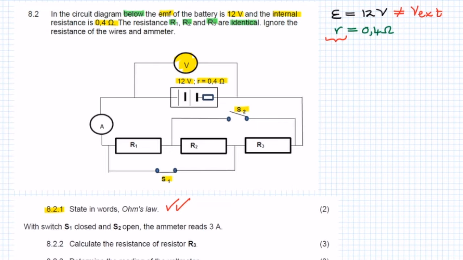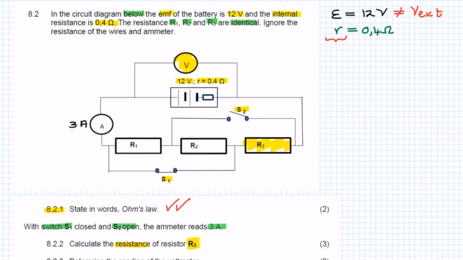Now we move on, and the question says, with switch S1 closed and S2 open, the ammeter reads 3 amperes. Fortunately, the diagram shows S1 closed and S2 open. What we're going to do is go to the ammeter, and next to the ammeter, we're going to indicate that the current is 3 amperes. Now they say calculate the resistance of resistor 3. That is this resistor over here.